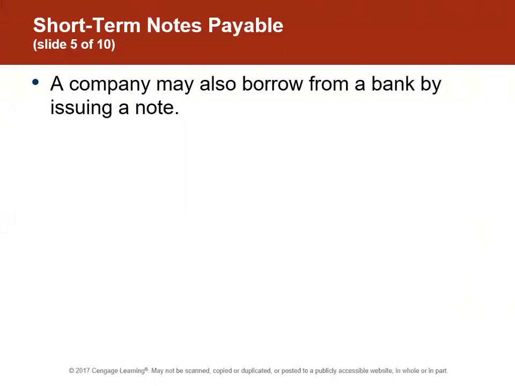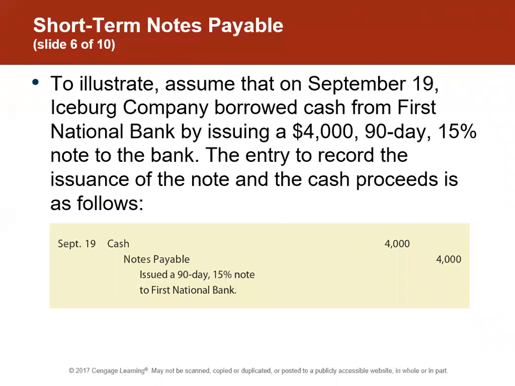Again, like I was saying when we were doing the first issuance of a note, we can also just borrow money from the bank. So we're talking about short term here. So we go to the bank and we're like, hey, we just need a few $1,000s for 90 days or 120 days, whatnot. And so the same principles apply. So assume that on September 19th, Iceberg Company borrowed cash from First National Bank by issuing a $4,000 90-day 15% note to the bank. The entry to record the issuance of the note is as follows.